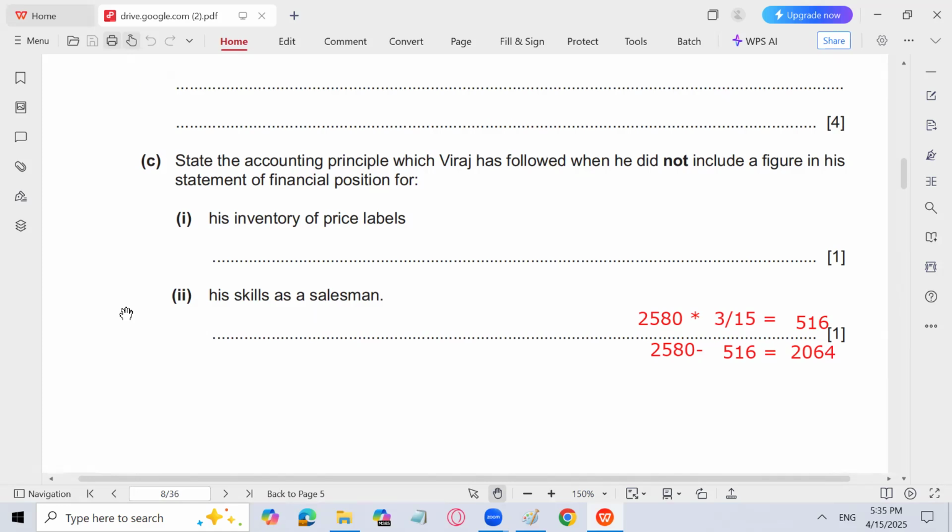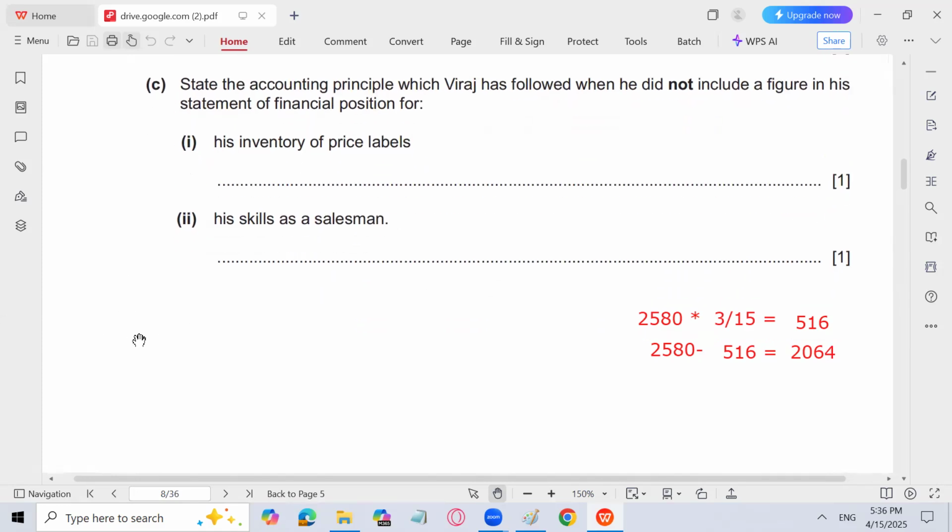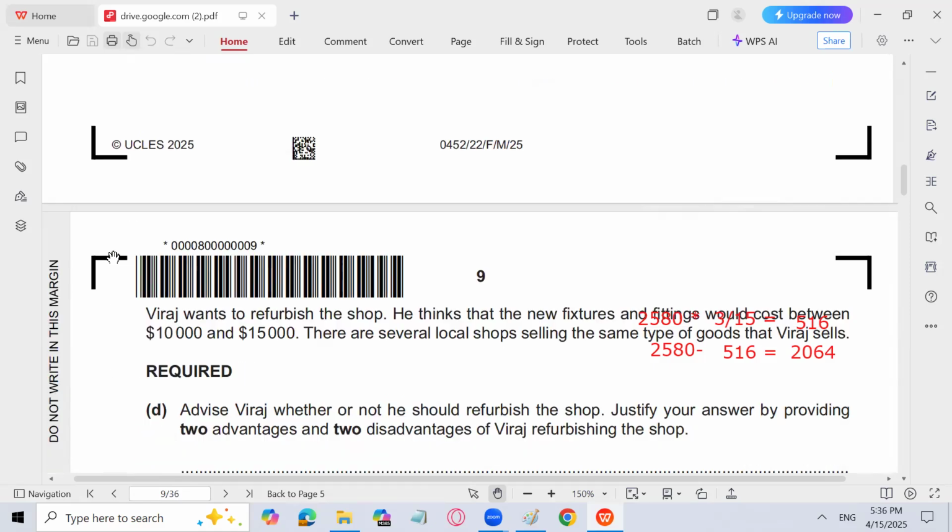His skills as a salesman will not be recorded in the statement of financial position because it is against the money measurement concept. Money measurement concept says that only those things are recorded in the books which can be expressed in monetary terms.